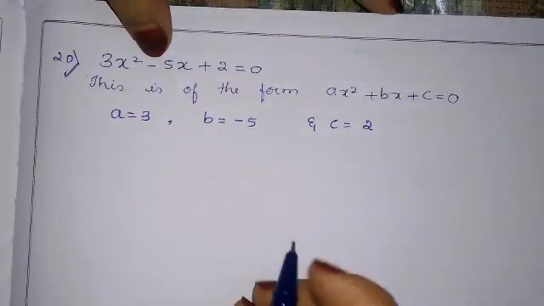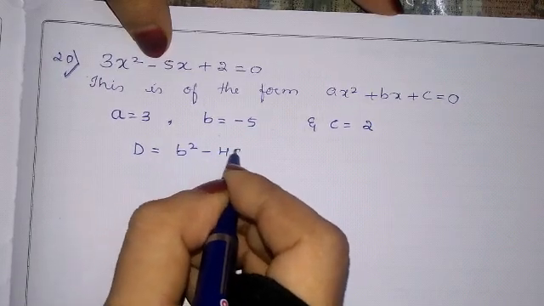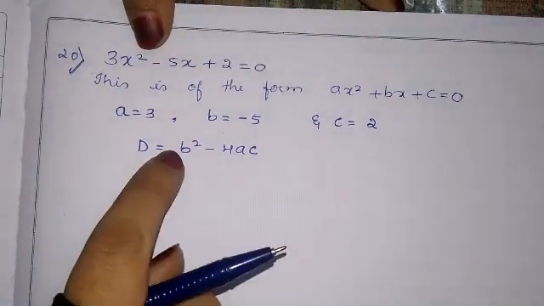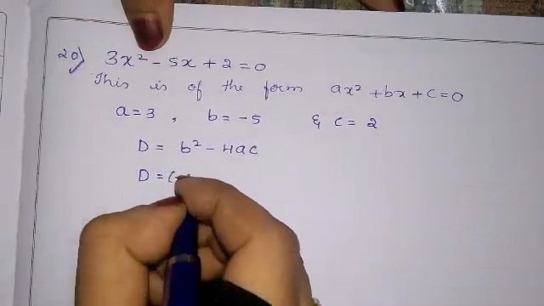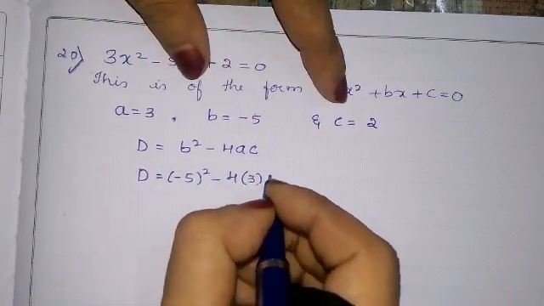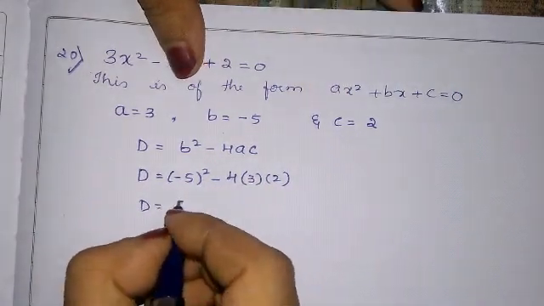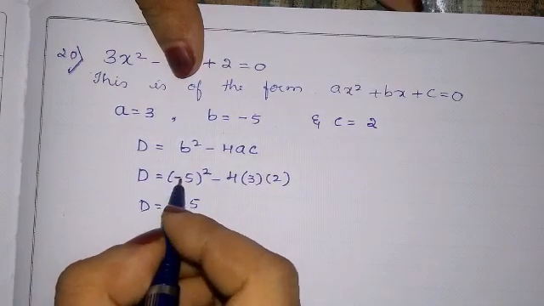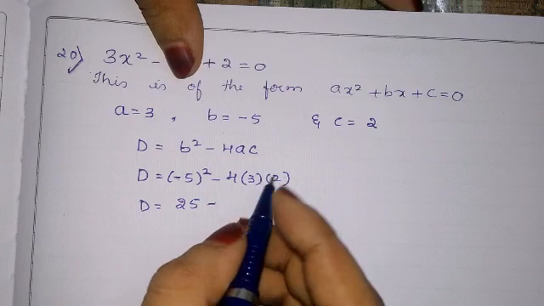Find the discriminant, they have told. We know the discriminant D is equals to B square minus 4AC. D stands for discriminant. D is equals to minus 5 square minus 4 into 3 into 2. Minus 5 square is nothing but 25, because a negative number square is always positive. Minus 4 3s are 12, 12 2s are 24.